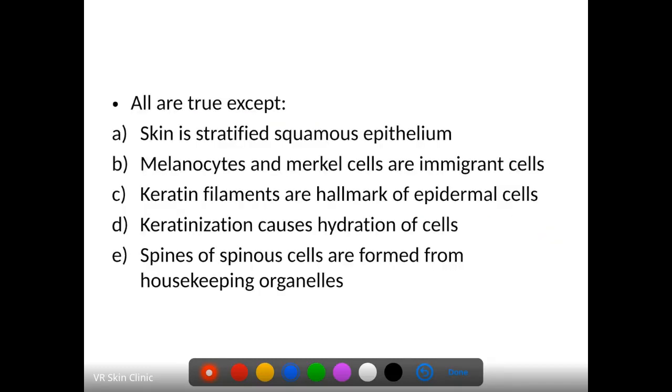All are true except: skin is a stratified squamous epithelium, true. Melanocytes and Merkel cells are immigrant cells, true, and Langerhans cells are also immigrant cells. Keratin filaments are the hallmark of epidermal cells, yes, because epidermal cells means keratinocytes. Keratinization causes hydration of cells? Yes, true.